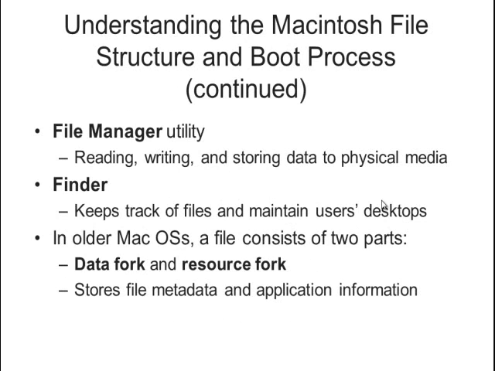The File Manager utility handles reading, writing, and storing data to physical media. The Finder tool works with the operating system to keep track of files and maintain the user's desktop. In older Mac OS operating systems, the file consisted of two parts, a data fork and a resource fork, which stored metadata and application information.